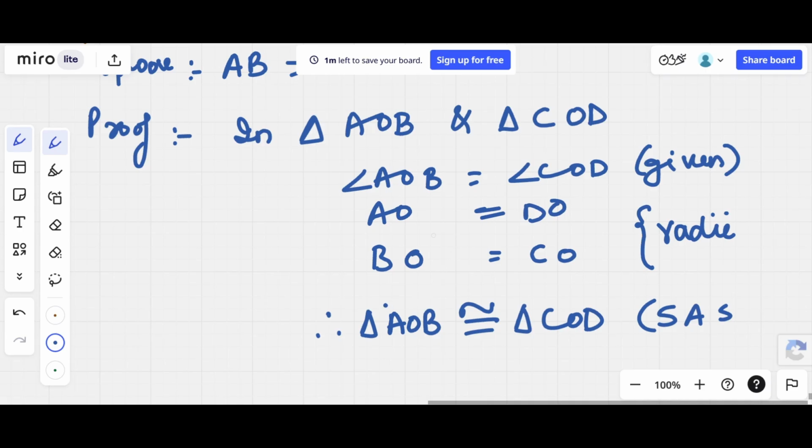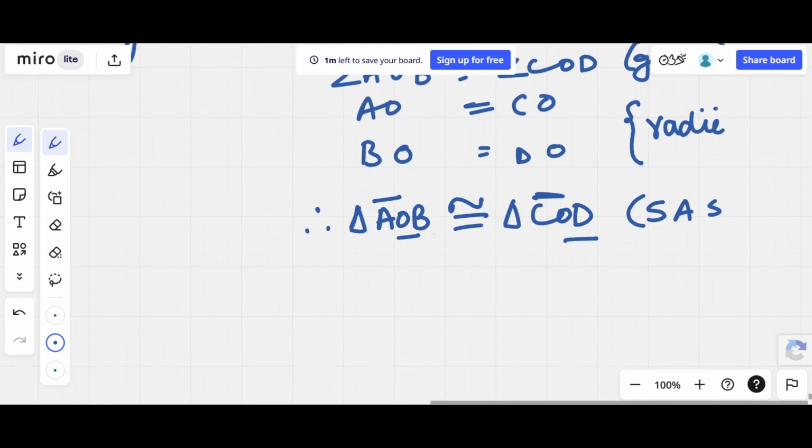But actually, we should say AO is equal to CO, right? You remember the naming thing, kids? So that we should not mess up. Okay. So once they are congruent, we can say AB is equal to CD by CPCT and hence proved. So that is also done.